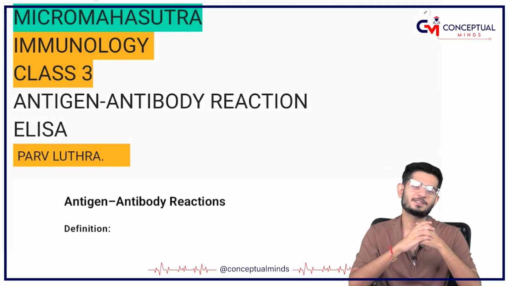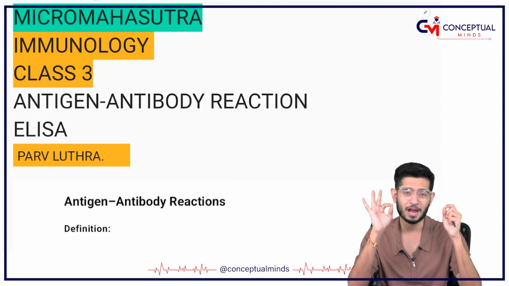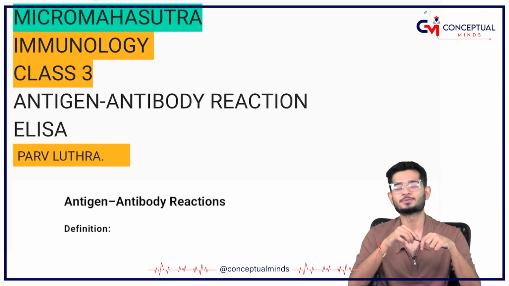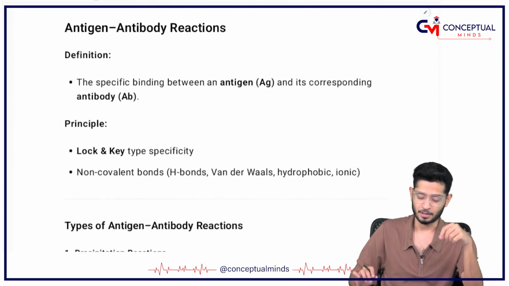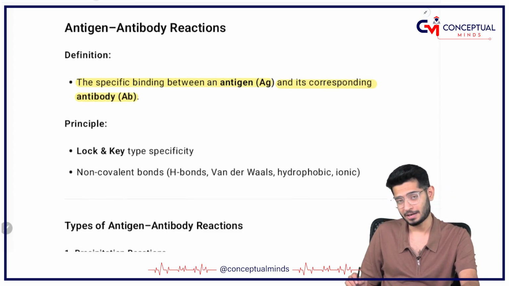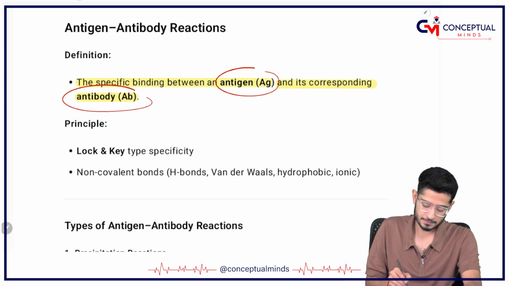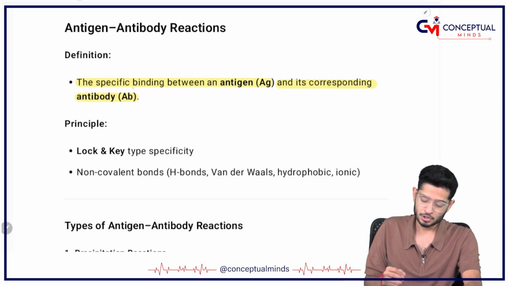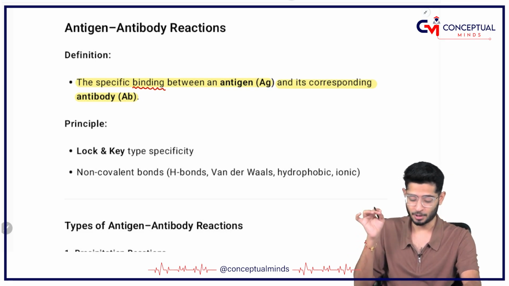We are in the lecture series of Immunology, and this is our third session where we're discussing the antigen-antibody reactions, and of course we'll discuss ELISA also, right? So what do you mean by antigen-antibody reaction? It is the specific binding between the antigen and its corresponding antibody. So basically, you have an antigen and then the corresponding antibody. The binding between those antigen and antibody is called antigen-antibody reaction.